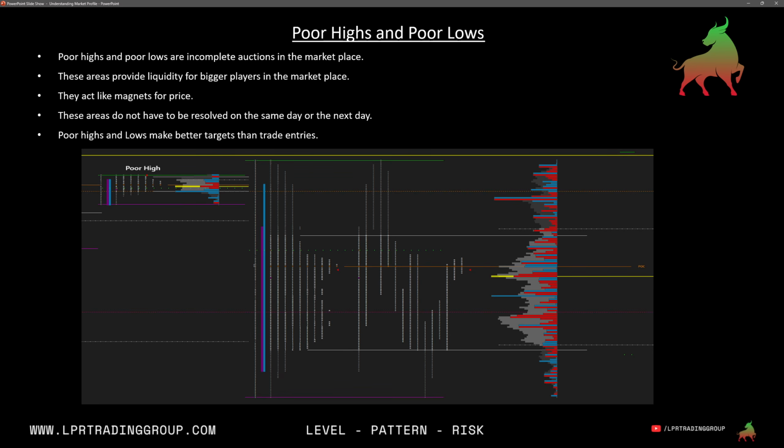Poor highs and poor lows are incomplete auctions in the marketplace. These areas provide liquidity for bigger players inside the marketplace. They act like magnets for price. These areas do not have to be resolved on the same day or the next day.